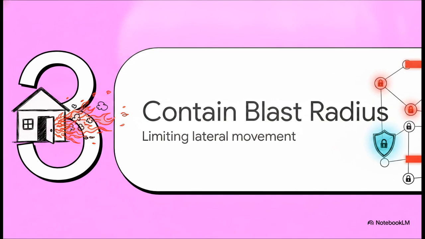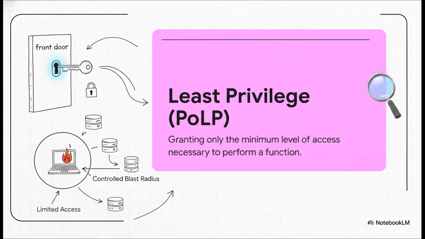Section 3, containing the blast radius. So what happens when they make it into the hallways? Look, if the front door does fail, we have to stop a small kitchen fire from burning down the entire building. To stop lateral movement, we rely on the principle of least privilege, or PoLP.